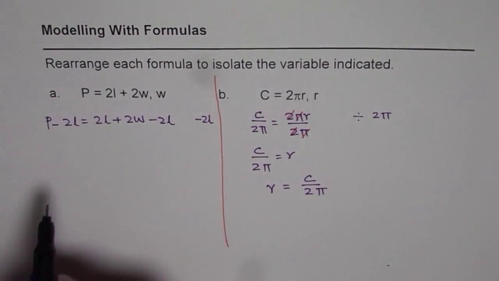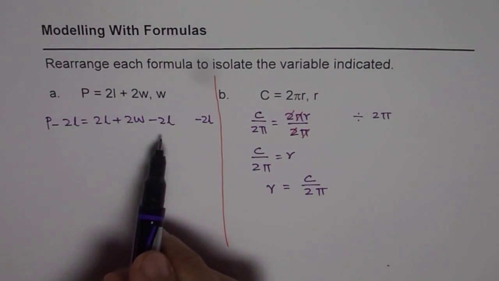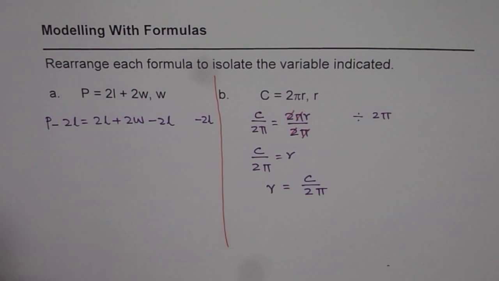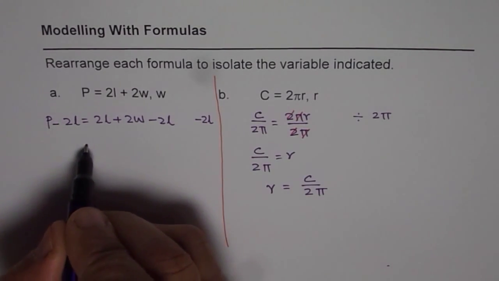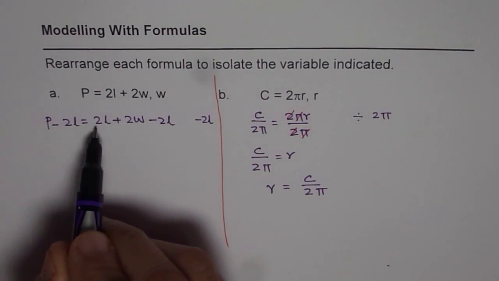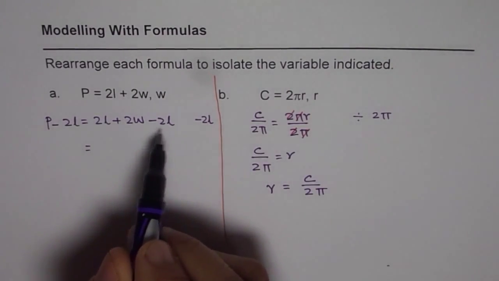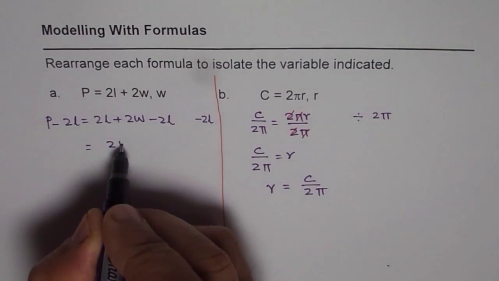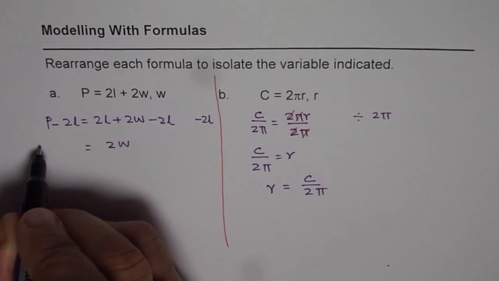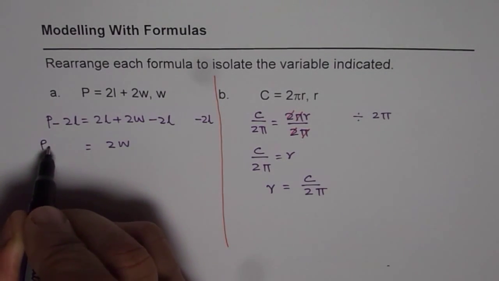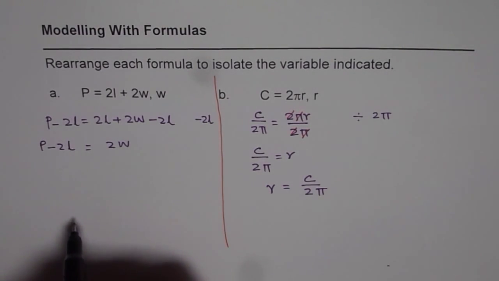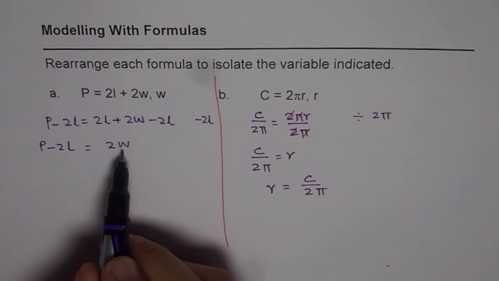If you do the same operations on both sides, the equation is balanced, right? We are not changing the equation. But that makes a huge difference on the right side. 2L minus 2L is 0. So we are left with 2 times width on the right side. And on the left, we have perimeter minus 2 times length. Now we have 2 times width.